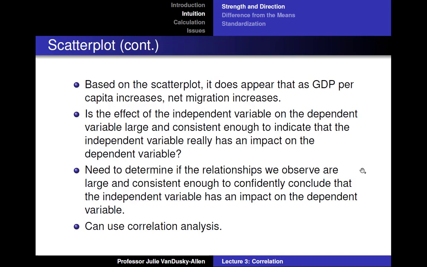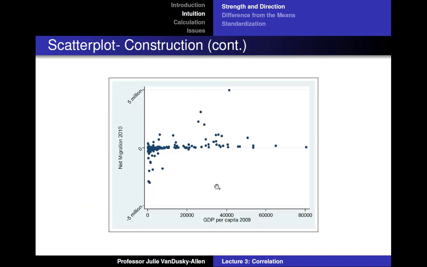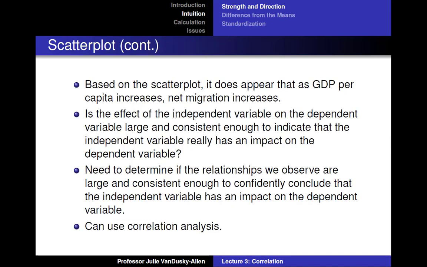Based on the scatter plot, it does appear that as GDP per capita increases, net migration increases. So, I have support for my hypothesis. But is the effect of the independent variable on the dependent variable large and consistent enough to indicate that the independent variable really has an impact on the dependent variable? We need to determine if the relationships we observe are large and consistent enough to confidently conclude that the independent variable has an impact on the dependent variable. One simple way to do this is with a correlation analysis.